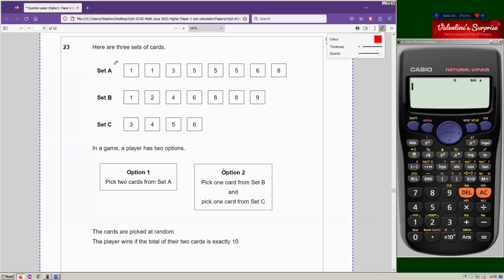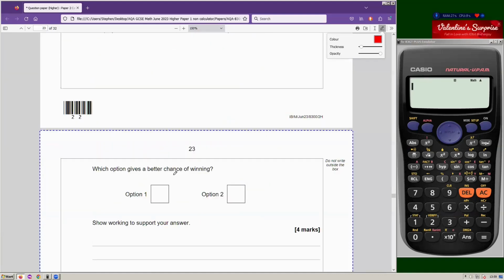There are 3 sets of cards. Set A: 1, 1, 1, 3, 5, 5, 5, 6, 8. Set B: 1, 2, 4, 6, 8, 8, 9. Set C: 3, 4, 5, 6. In a game, a player has 2 options. Option 1: pick 2 cards from set A. Option 2: pick 1 card from set B, and pick 1 card from set C. The cards are picked at random. The player wins if the total of their 2 cards is exactly 10. Which option gives a better chance of winning, 1 or 2?